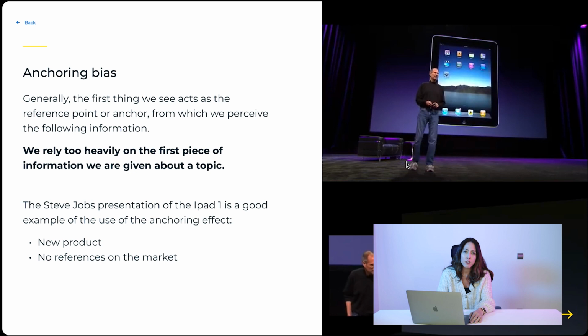The first one we're seeing is the anchoring bias. Generally, this means that the first thing we see acts as the reference point, or the anchor, from which we perceive the following information. We rely too heavily on the first piece of information that we're given about a topic. A good example of this is the presentation that Steve Jobs did presenting the iPad 1. This was a totally new product and there weren't any references on the market. He asked the public how much they thought it should cost, and then he explained that according to his experts, people would pay just over $1,000.